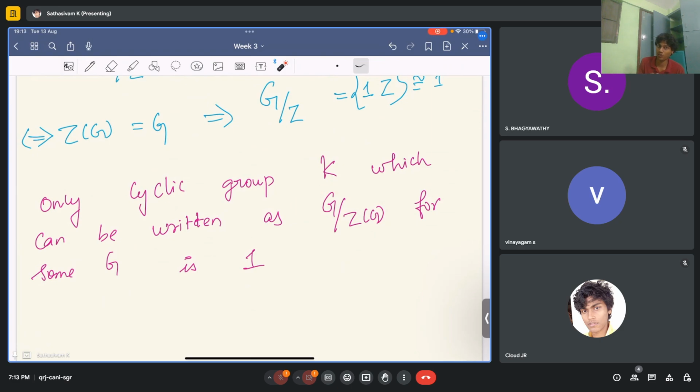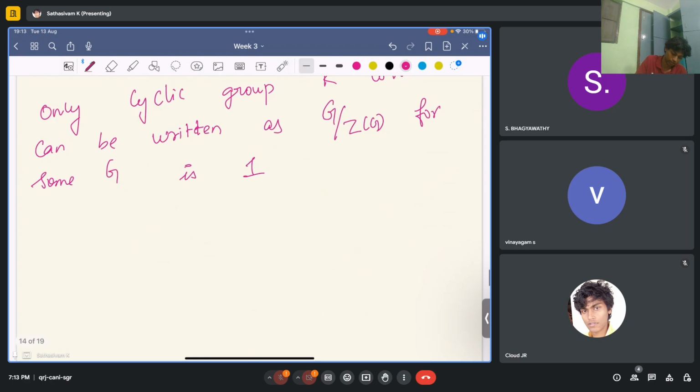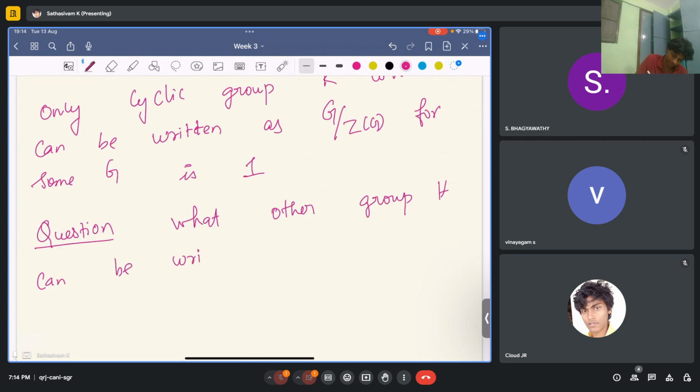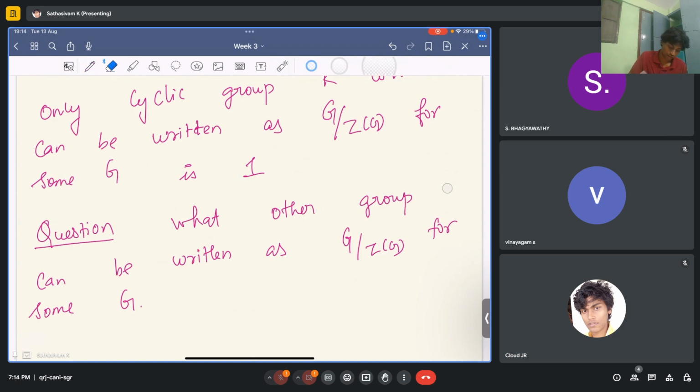Okay. So there is a natural question that comes here. What other groups H can be written as G by center of G? This is one of the natural questions that comes.